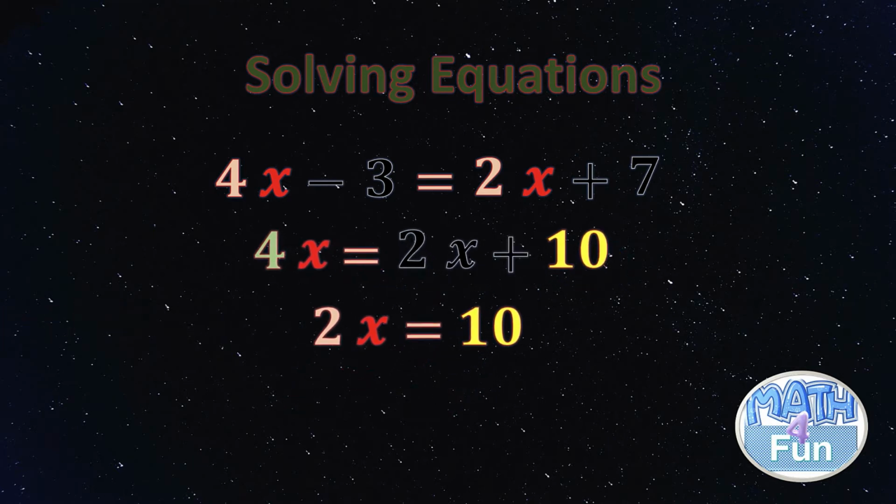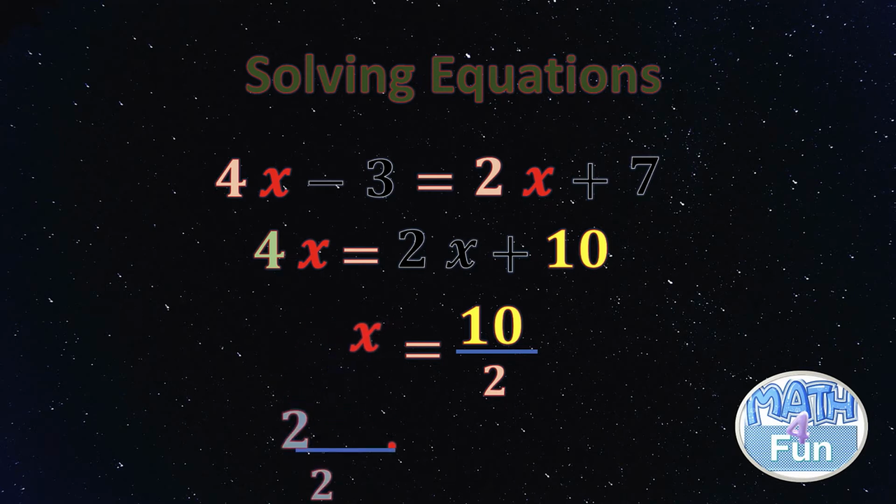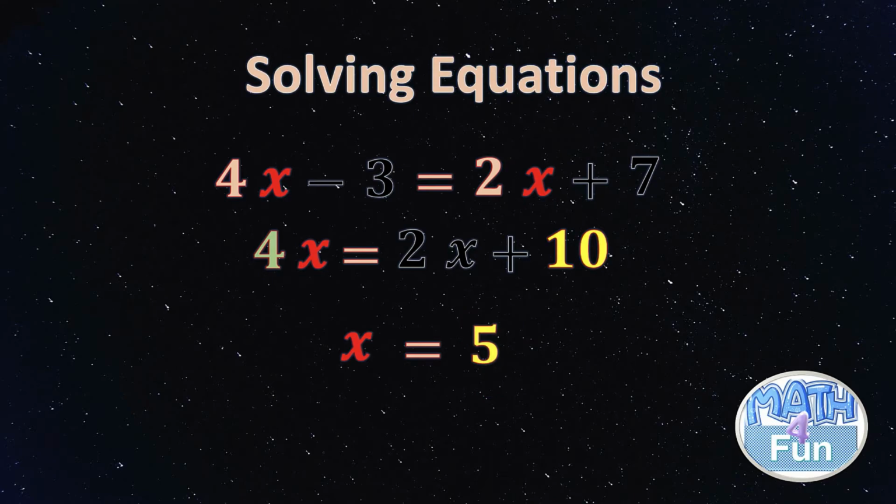And how to deal with this? As you know, 2x means 2 times x. So to get rid of the 2, we can divide each side of the equation by 2. Now 2 and 2 will go. You're left with x on the left side. And on the right side, 10 divided by 2 is equal to 5. And that's it. Let me show you another example.